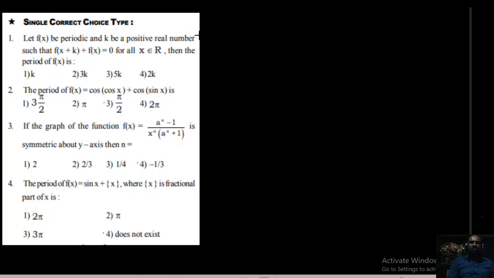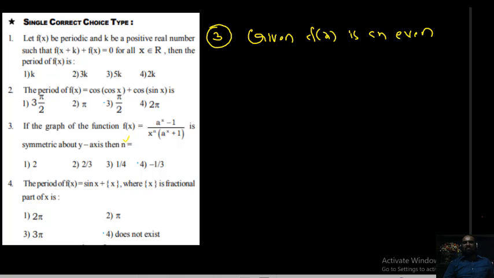Students, our problem number 3. Given the graph of f of x is symmetrical about the y axis, what is the value of n? This means the function is an even function, indirectly given. f of x is even, that is f of minus x equals f of x. This is one result.